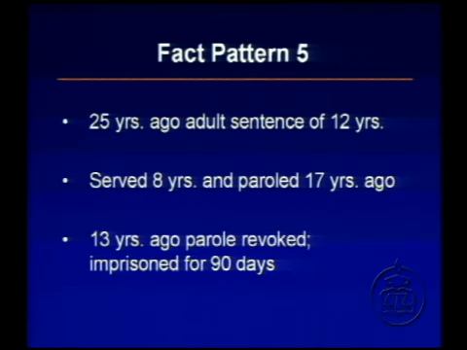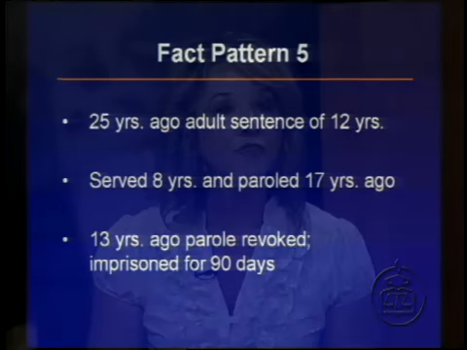However, 13 years ago, that defendant has his parole revoked and he's in prison for 90 days. So it's the revocation of this parole that is allowing us to bring this prior sentence, that initially would have been too old to score, into the time frames and therefore countable for purposes of criminal history. The initial sentence was an adult sentence exceeding 13 months, so it's one of those two exceptions, and that revocation within the time frame brings it in to make it a countable sentence.